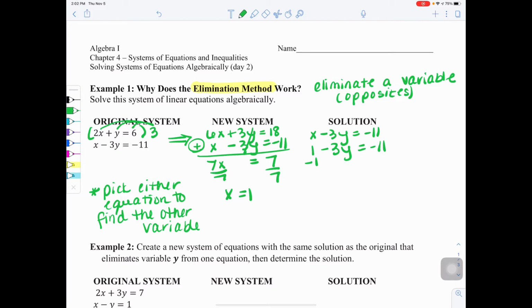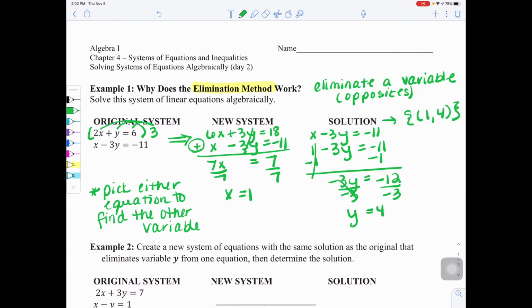I'm going to get rid of 1 by subtracting it. Negative 3y equals negative 12. And then I would divide both sides by negative 3. And I get that y equals 4. So now up here for my solution, in set notation, I list my coordinate as 1, 4. So you need parentheses around the 1 and 4 to show that it's a coordinate, which tells me x is 1 and y is 4. And then you need squiggle brackets around the entire thing to have that set notation.